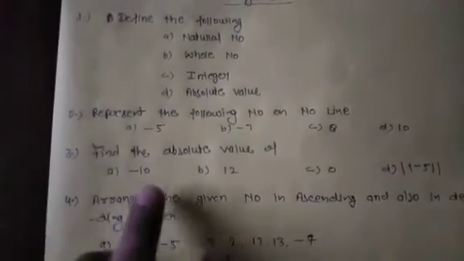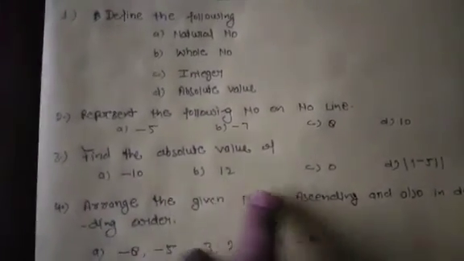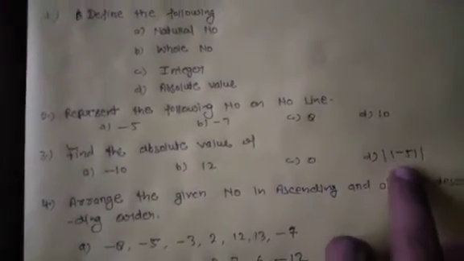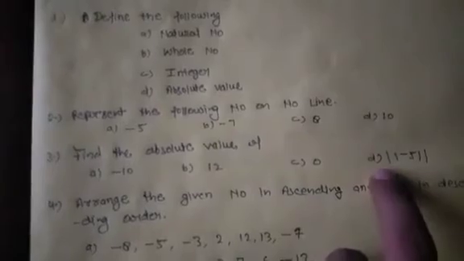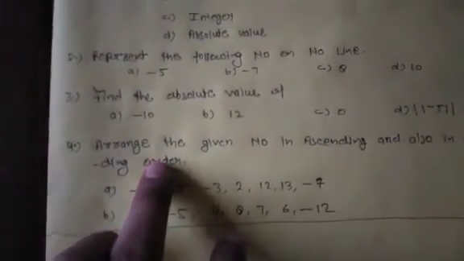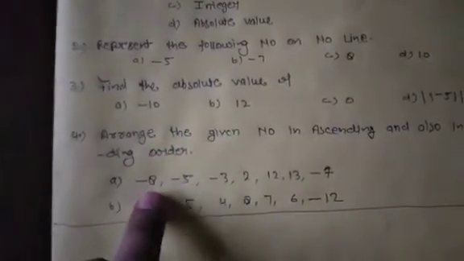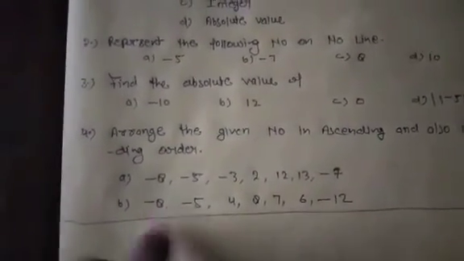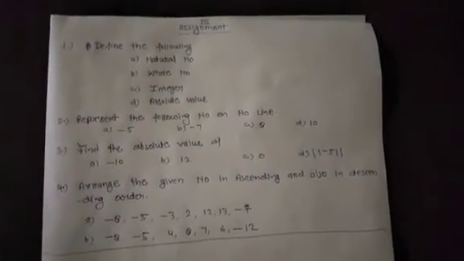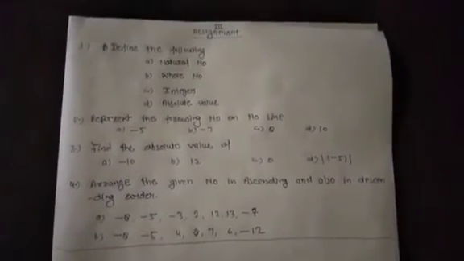Similarly, you may find the absolute value. You may find the absolute value of -10, 12, 0 and mod of -5 and its mod again. I took here the assignment of arranging the numbers in ascending or descending order. I have given here 2 works. I am giving you a deep glance of this image, so you can note it to do as your assignment.